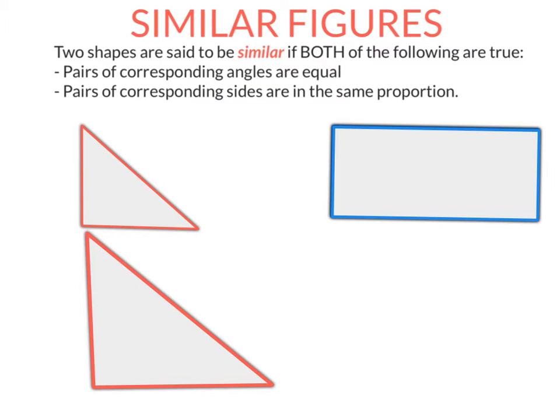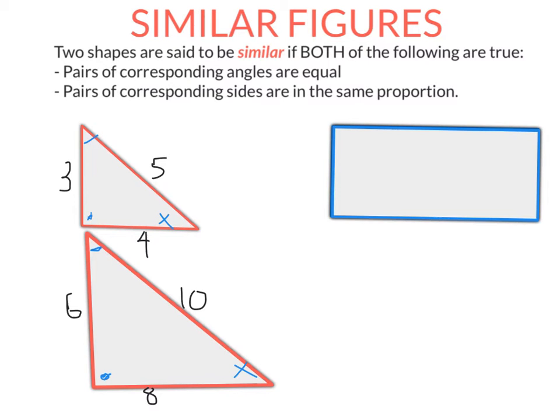So mathematically, to be similar, pairs of corresponding angles will need to be equal. So this angle at the top would be equal in both cases. This angle and this angle would be equal, and also these angles. So that's the first condition, pairs of corresponding angles equal. Now the second is pairs of corresponding sides must be in the same proportion.